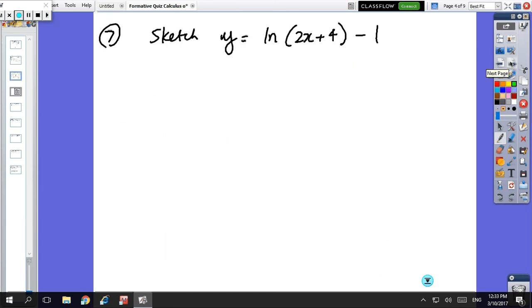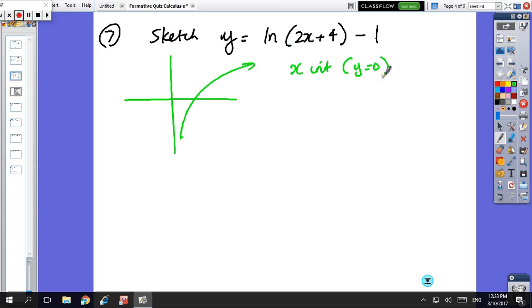Okay, so sketching a log function. You can do any method you like, table of values, whatever you like, and have a go. Okay, so we're back. So the normal log function looks like that. It doesn't normally have a y-intercept, but it has an x-intercept. So let's calculate the x-intercept first. So the x-intercept, which is when y equals 0. Okay, so we've got 0 equals log 2x plus 4 minus 1.